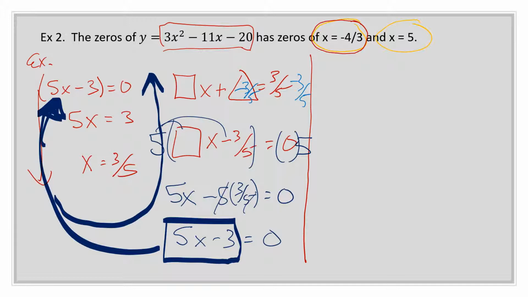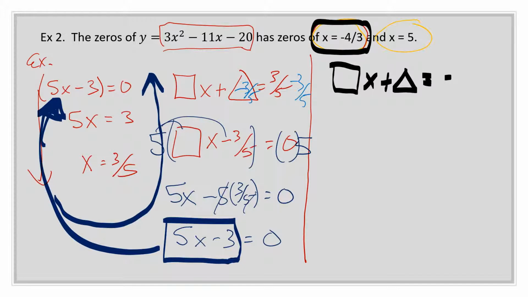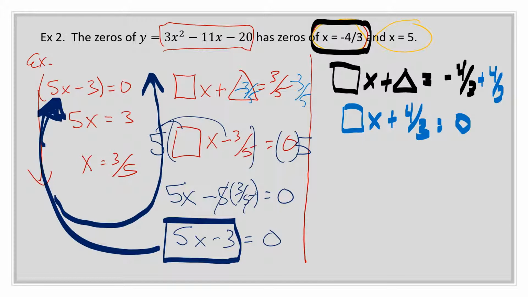So you're probably a little confused on this right now. So we're going to do some more practice on this. But it is this process where we're going to have something times x plus another number equaling, in this case, let's try this one, negative 4/3. So what I'm going to do first, I'm going to add 4/3 to both sides of the equation. So I get something x plus 4/3 equals 0.